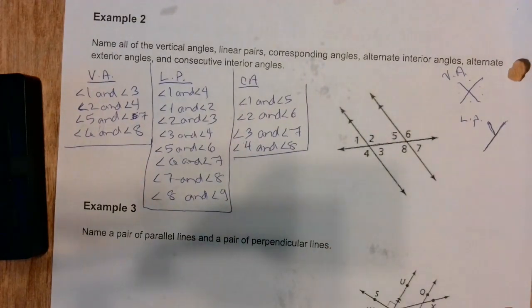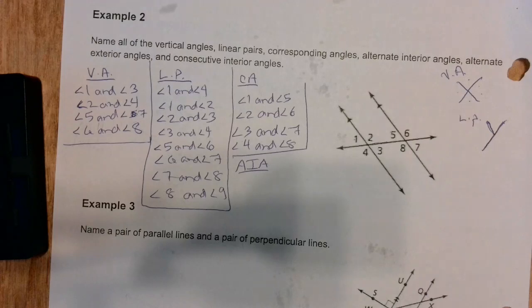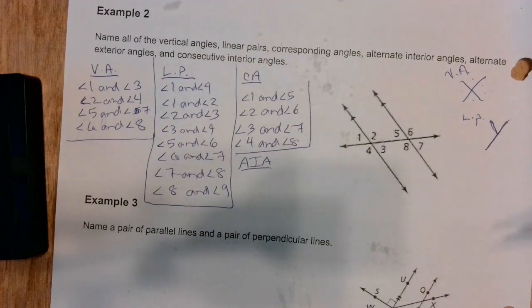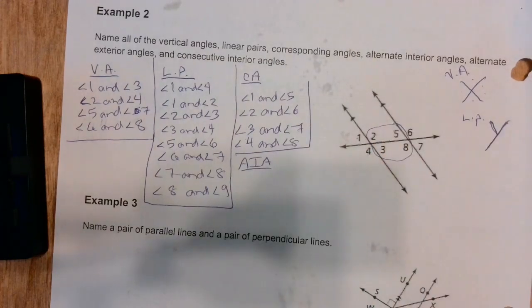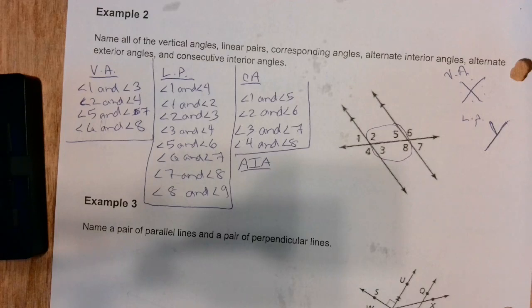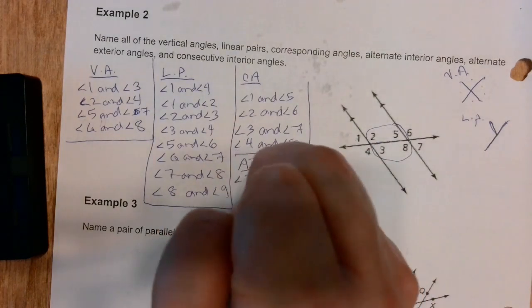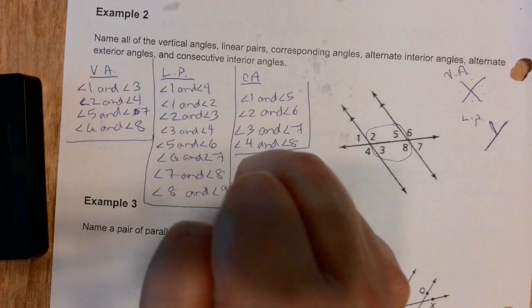The next one, alternate interior angles, AIA. So, which ones are interior? Which ones are between the lines? In this case, they are actually parallel lines. They don't have to be, but which ones are in the middle of the 2 lines? The 2, the 5, the 3, and the 8. Alternate interior means opposite corners. So opposite corner from the 2 is the 8. And opposite corner from the 3 is the 5.